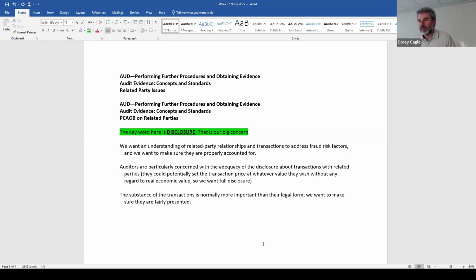Now, as an auditor, obviously we want a little more understanding than that. We want an understanding of that relationship. We want to be able to address risk factors such as fraud and that kind of thing. But really, we are just concerned with the adequacy of the disclosure about transactions with the related parties, because the related party transactions are different. You know, you're dealing with related parties. They could potentially set the transaction price at whatever value they want without any regard to real economic value, because you're dealing with your buddies and your family and that type of thing.